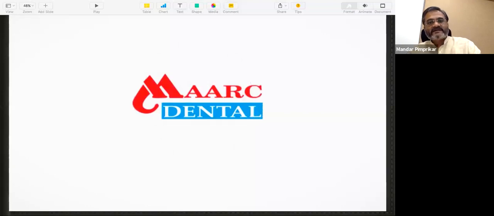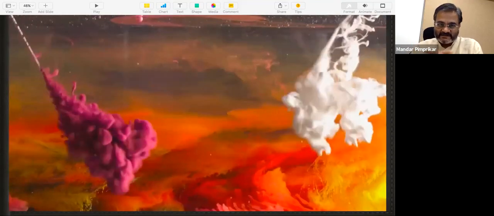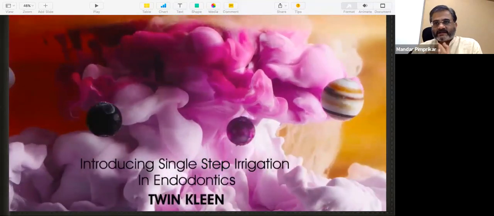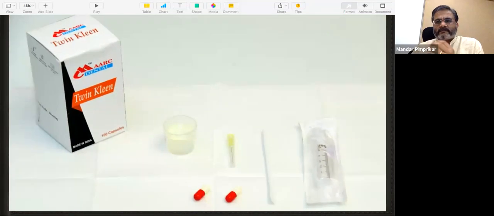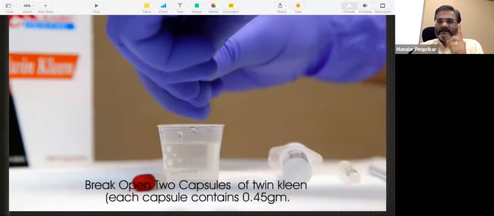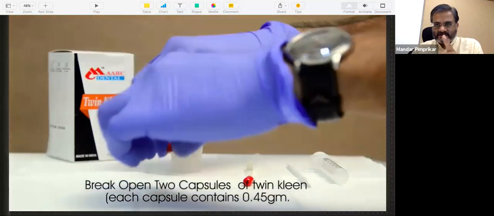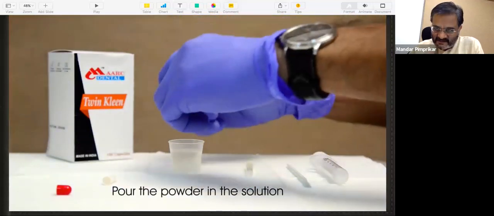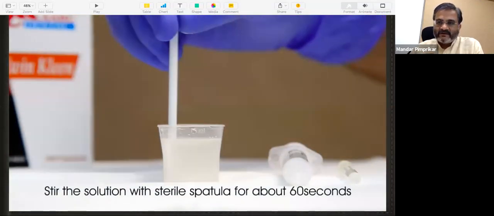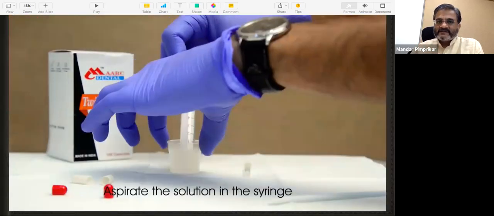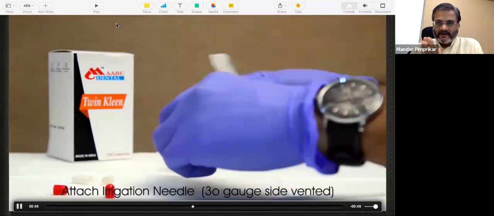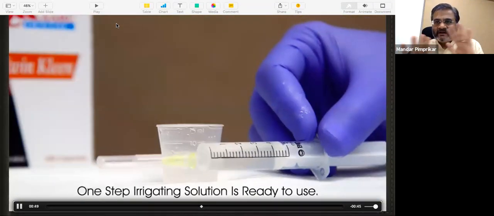So the new strategy is called the continuous chelation strategy. Now this is a single-step irrigation in endodontics that is called Twinclean. This was launched about a year back, which I formulated. Now, there is only one mild chelating agent, known as etidronic acid or HEDP, or etidronate. This is the only chelating agent which is compatible with hypochlorite. It does not react with hypochlorite negatively.